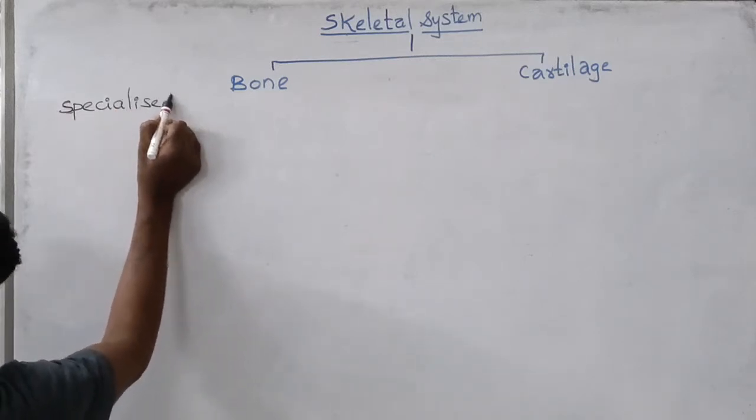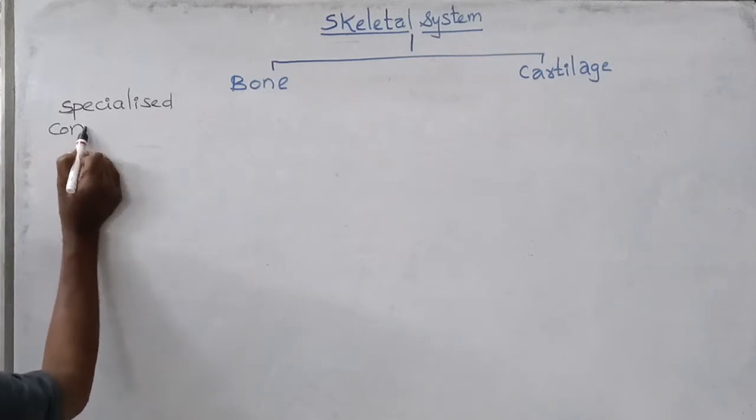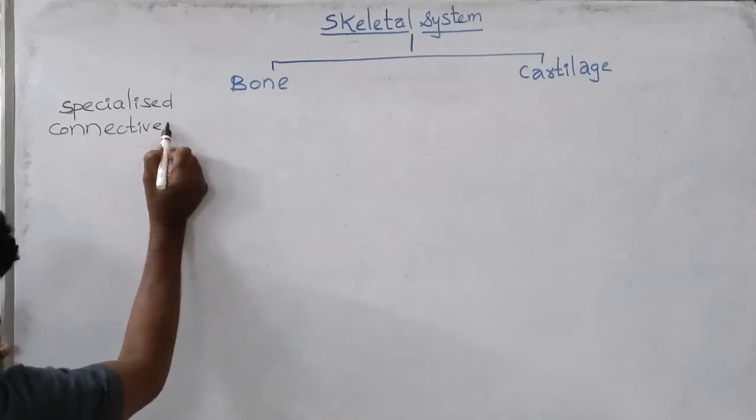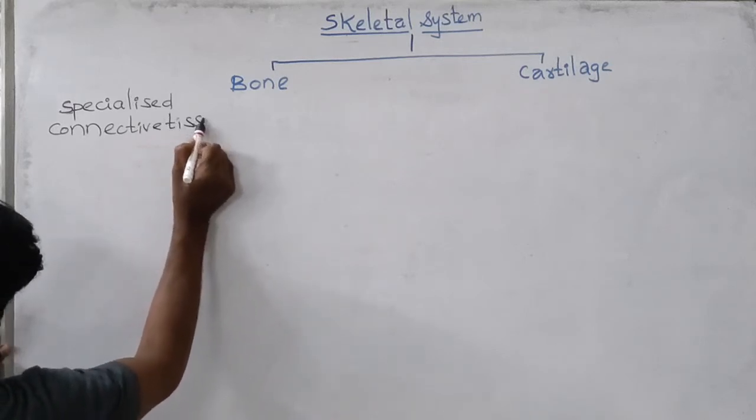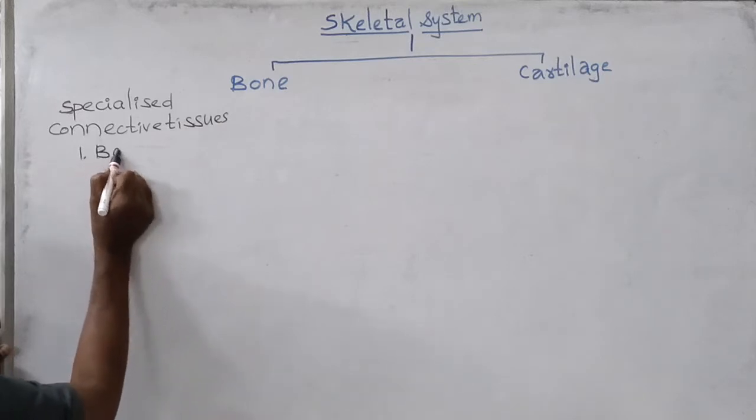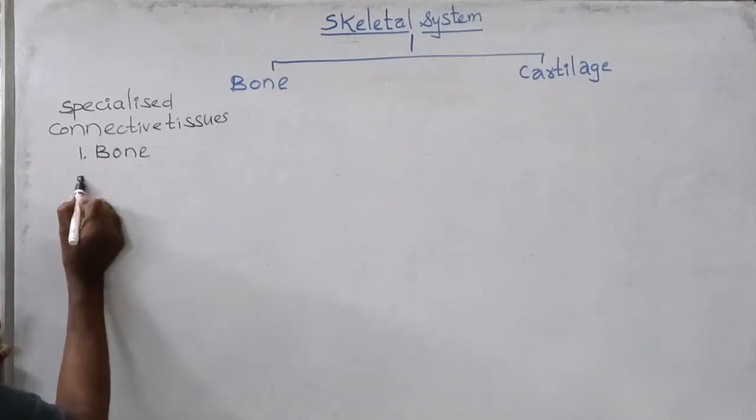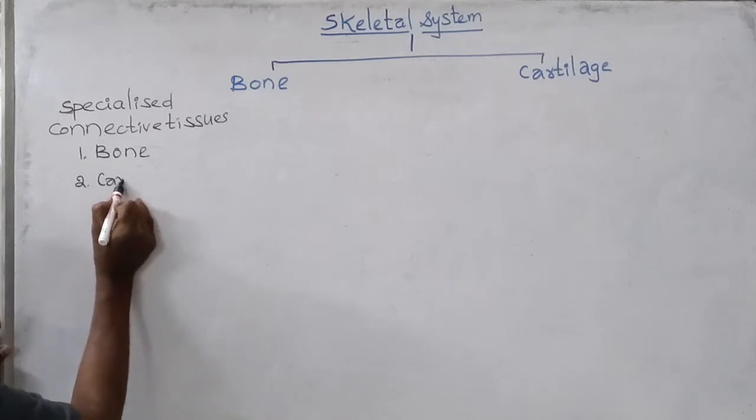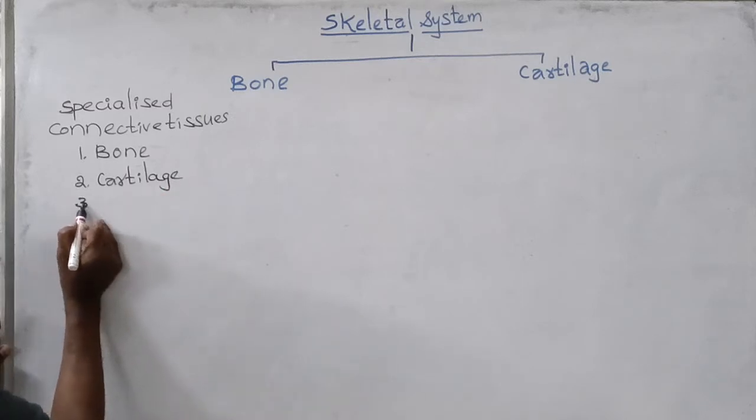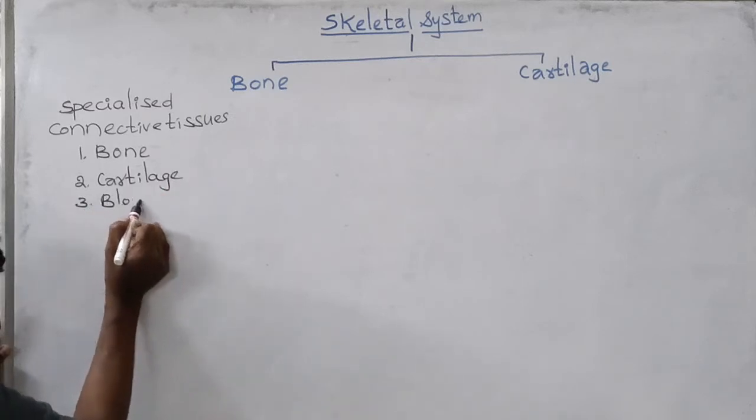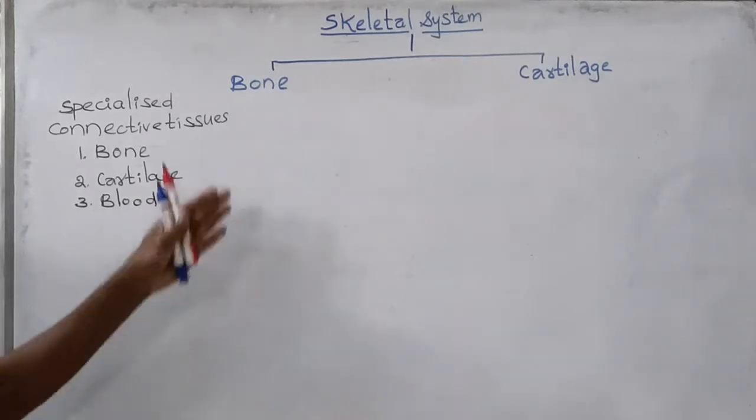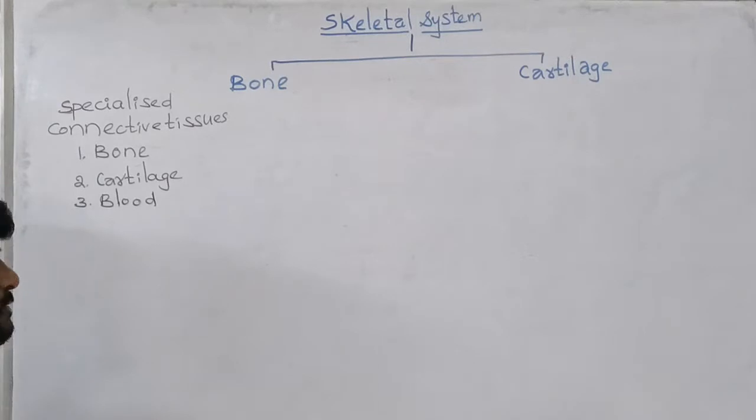Specialized connective tissues are three. One is bone, two cartilage, and three blood. These are three specialized connective tissues. Among these three, bone and cartilage are the specialized connective tissues.